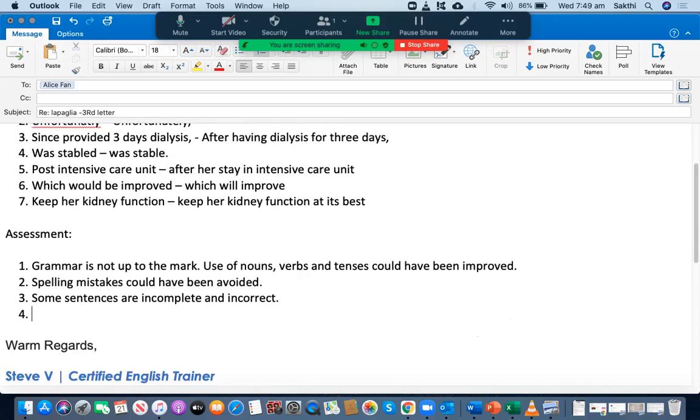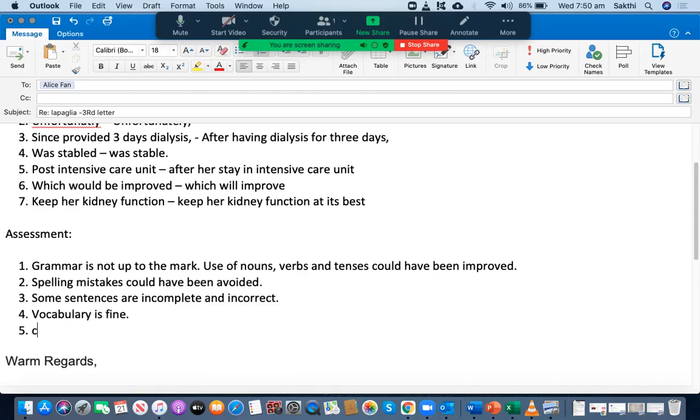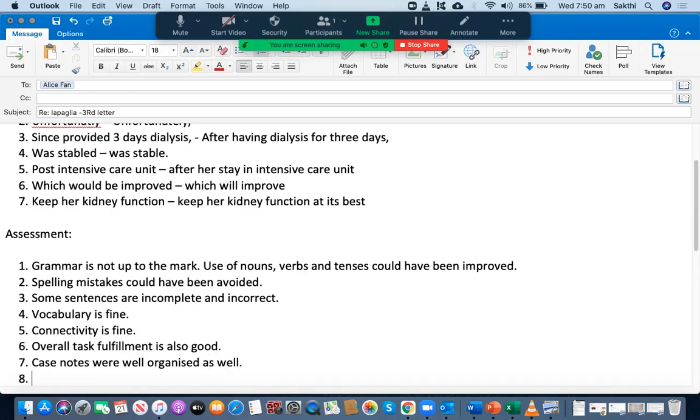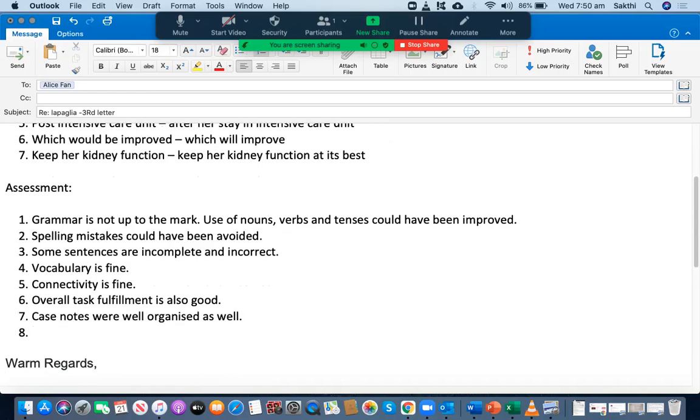All right. Okay. Vocabulary is fine. I'm happy with your vocabulary, the way you have used your vocabulary. Connectivity is good. The way you have linked the sentences is perfect. Okay. I'm happy with that as well. Overall task fulfillment is also good. Okay. I'm happy with that. Case notes were well organized as well.